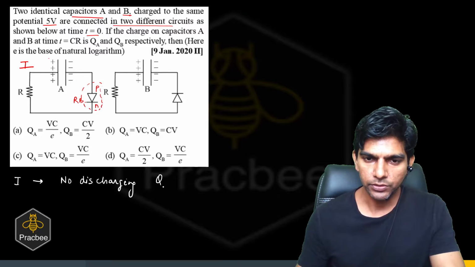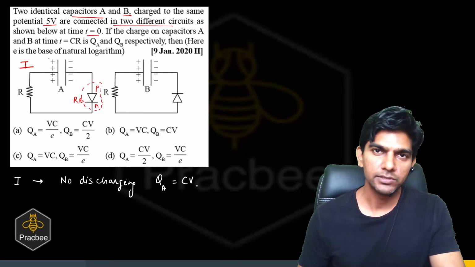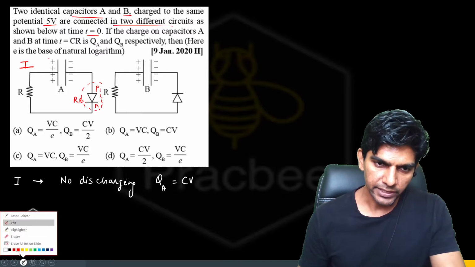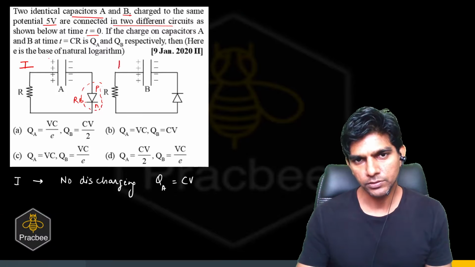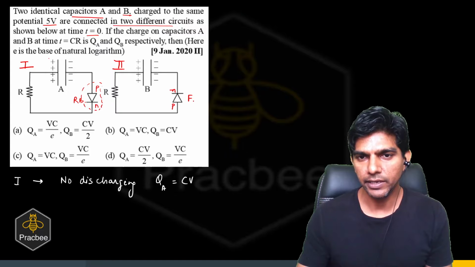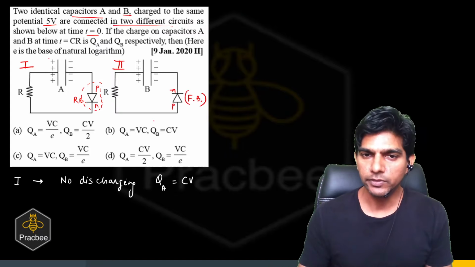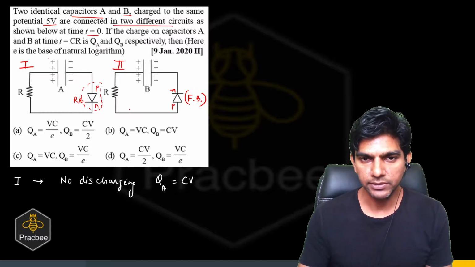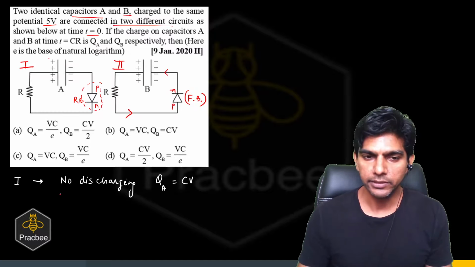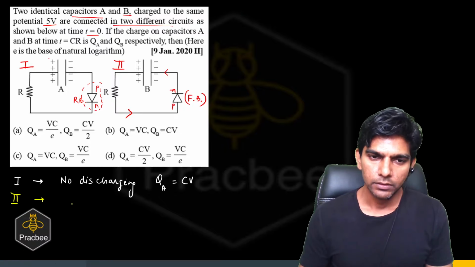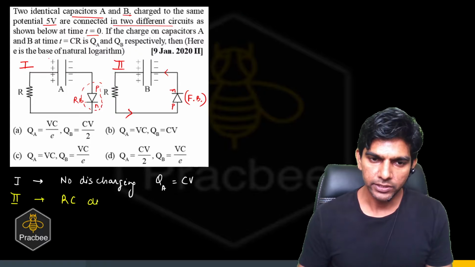So it will be CV. In the first case, QA is CV, where C is the capacitance and V is the potential difference across the capacitor. Now in the second case, the positive plate is connected with the P side and the negative plate is connected to the N side. So we can say this diode is forward biased. If it is forward biased, there will be a current, and now we have an RC discharging circuit. So in the second case, it acts like an RC discharging circuit.